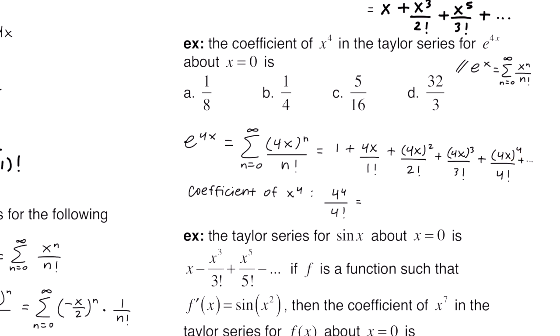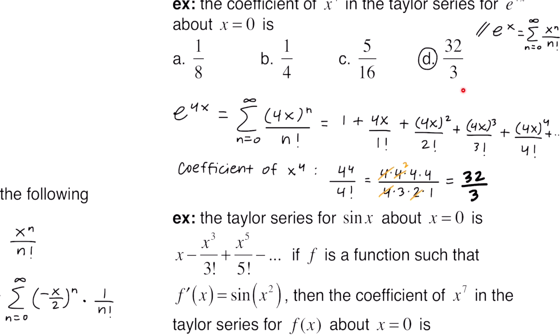All right, so this is just the coefficient of the x to the 4th term. And I'm going to write this out, and then I'm going to reduce the fraction. So the 4's cancel, and then I'll cancel this 2 with one of the 4's. So we end up getting 32 over 3. So our answer is D. All right, so there's our final answer.